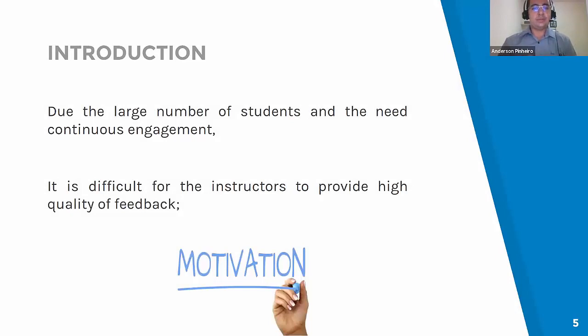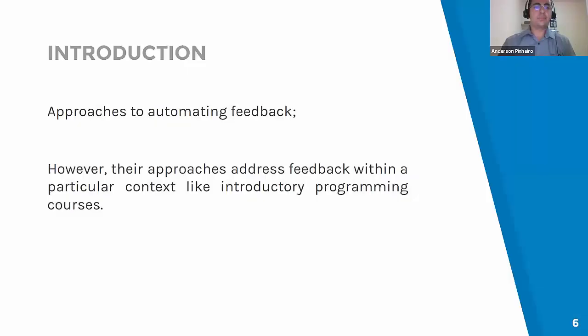Then, with the large number of students and the need for continuous engagement, it's difficult for instructors to provide high quality feedback. This can cause problems in student learning and even lead to the decline of motivation. Many researchers have proposed approaches to automating feedback for students with the aim of reducing instructor effort. However, their approaches address feedback within a particular context, like introductory programming courses.